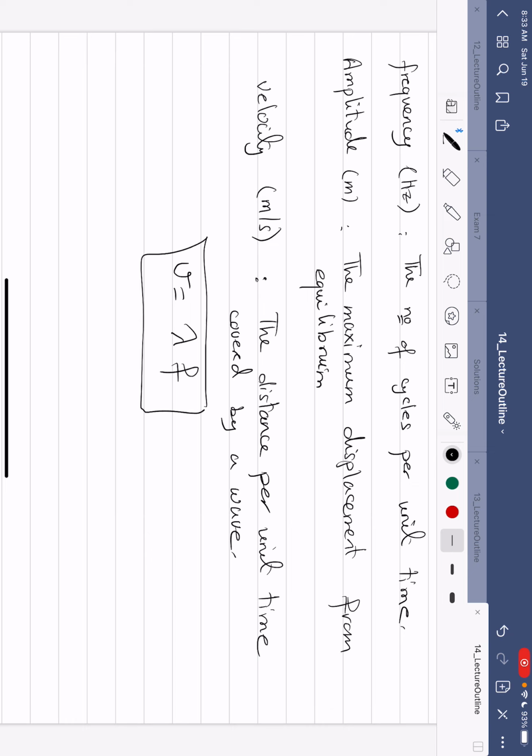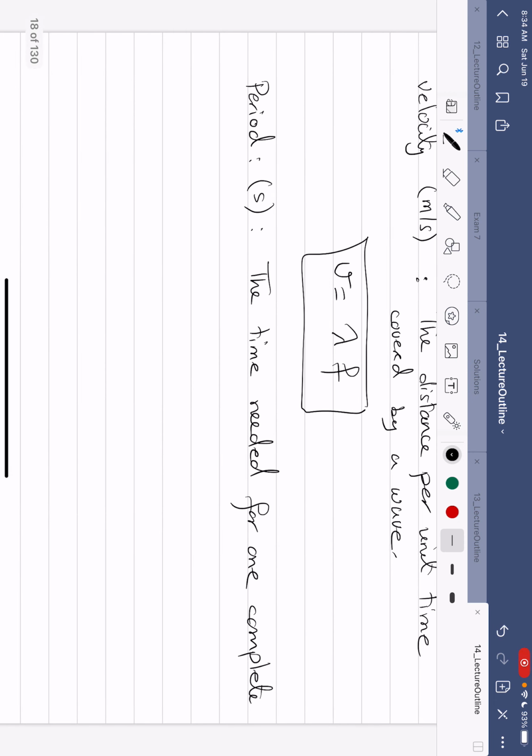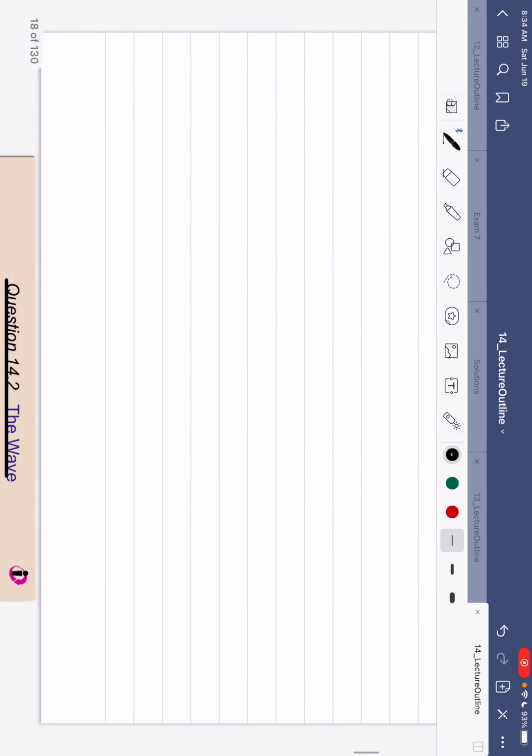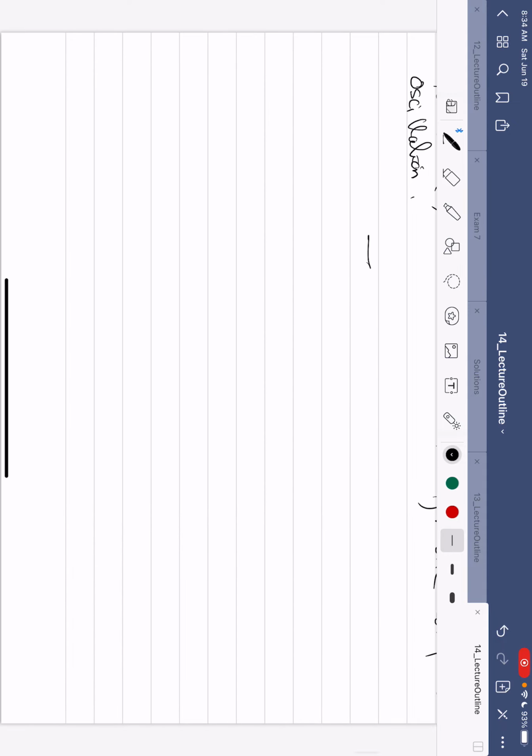The last one is the period, which is measured in seconds. It is the time needed for one complete oscillation. These are really important. Also, I want to remind you, T equals 1 over F, or F equals 1 over T.